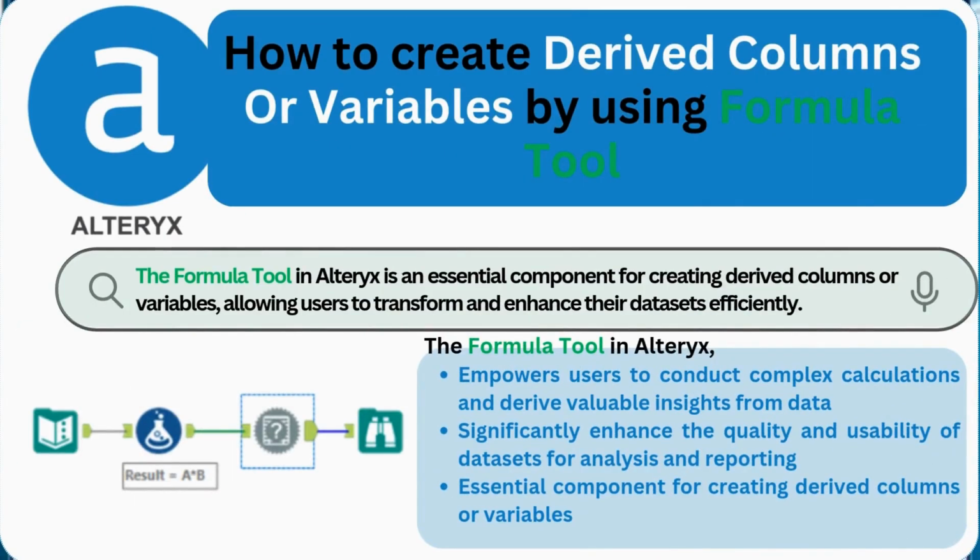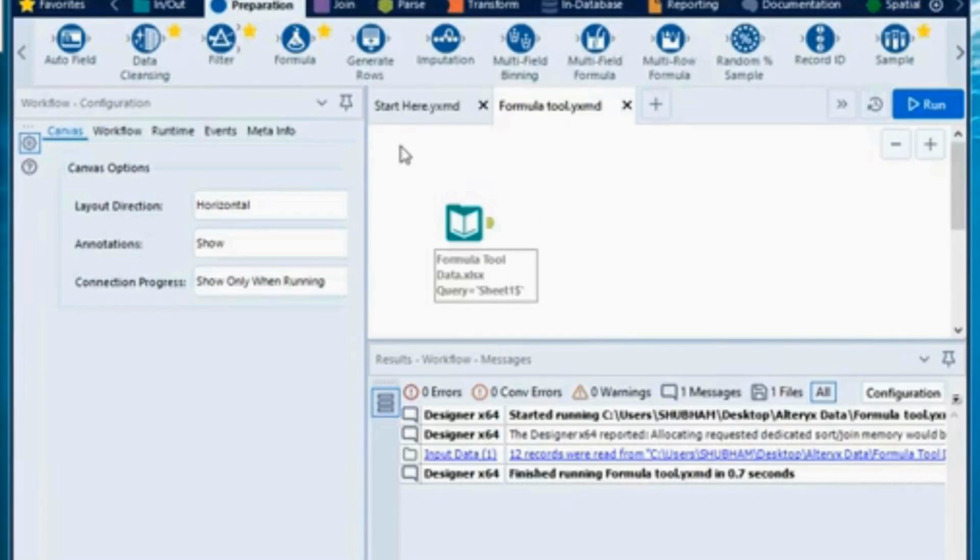How to use the formula tool? The formula tool is generally used to create a derived variable using a data set. Suppose I want to calculate the profit of a particular category of, say, a supermarket. In order to calculate the profit, I can simply subtract cost from the sales amount and get the profit, right? So how to write that formula in Alteryx? Let me show you the dataset which I am using.